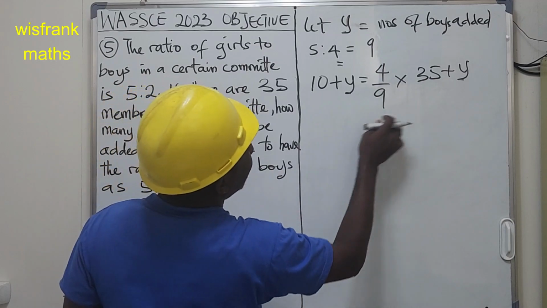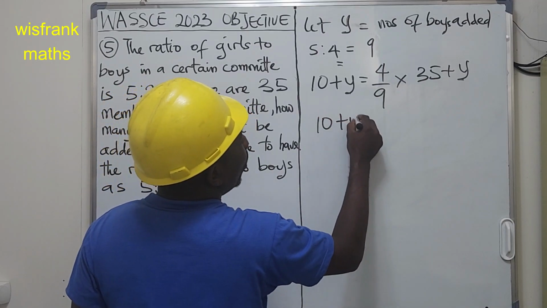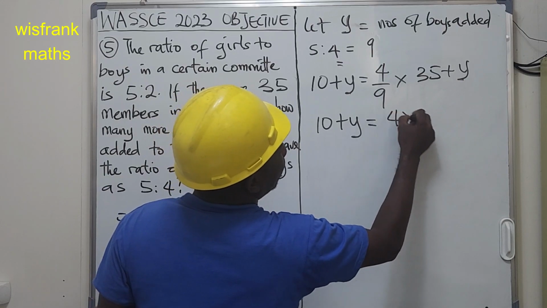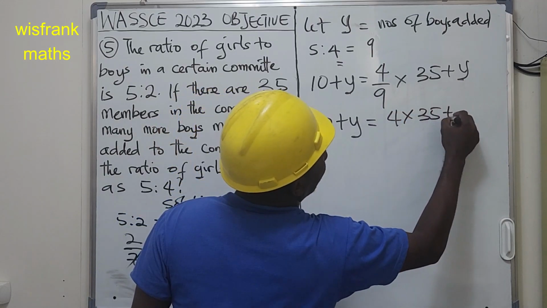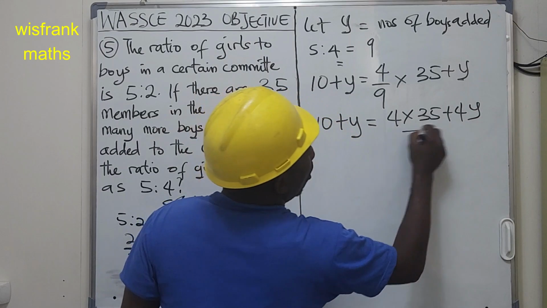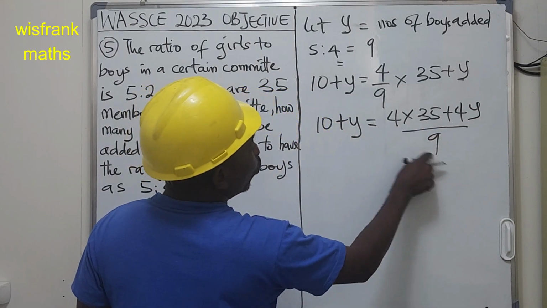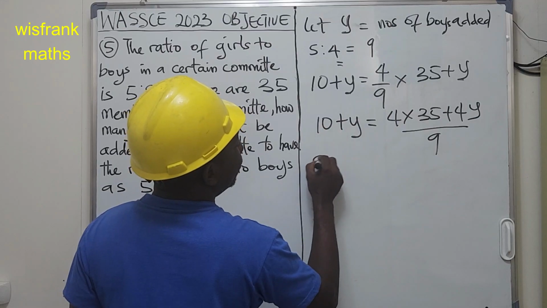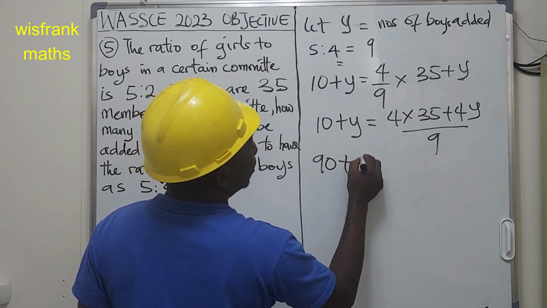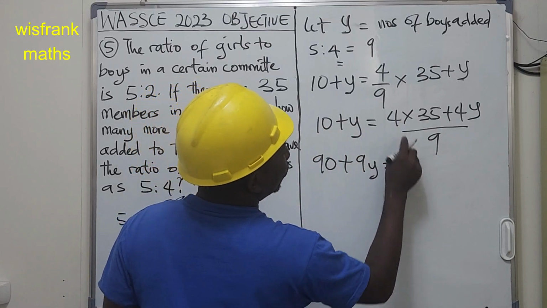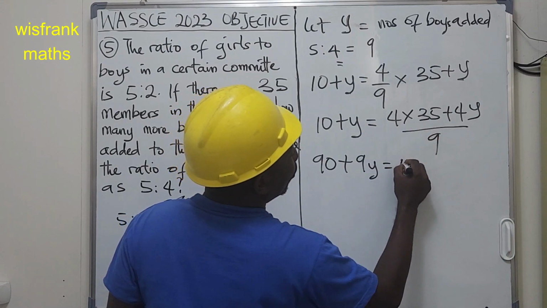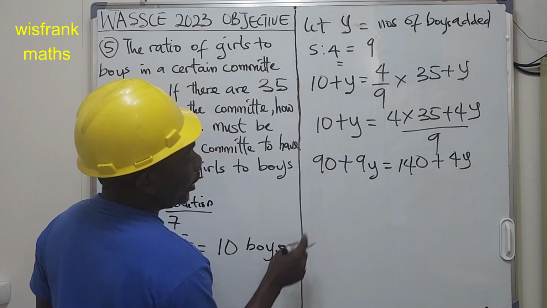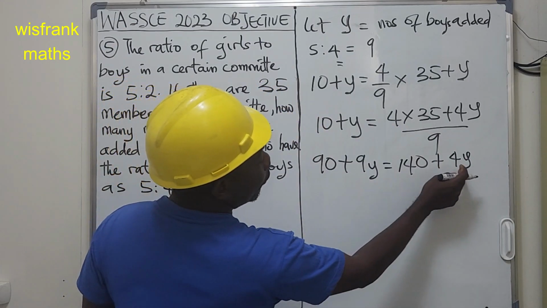So we can expand this. We have 10 plus y equals, when you multiply this, 4 times 35 plus 4y all over 9. In this case, we cross multiply. When we cross multiply, we have 9 times 10, we have 90 plus 9y equals 4 times 35, we have 140 plus 4y.